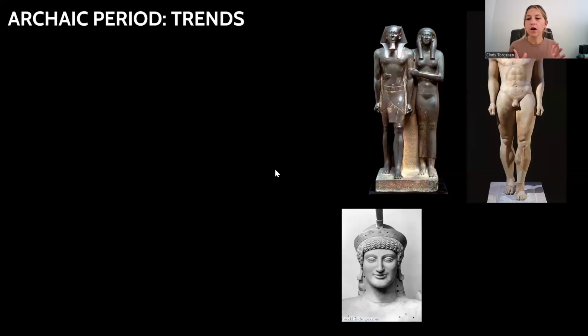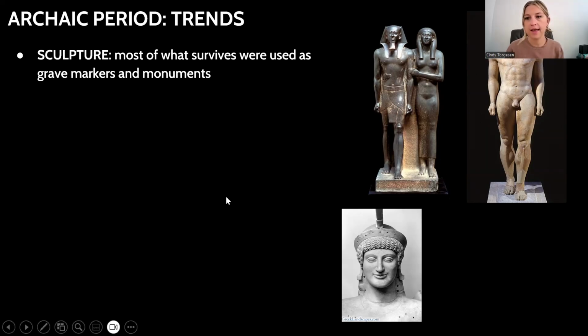So again, we are dealing with three time periods in ancient Greece. The first being the Archaic period. So let's look at some details that we can distinguish as archaic in nature. When we talk about the Archaic era in ancient Greek art, when we're talking about sculpture, typically we're going to be looking at grave markers and monuments.